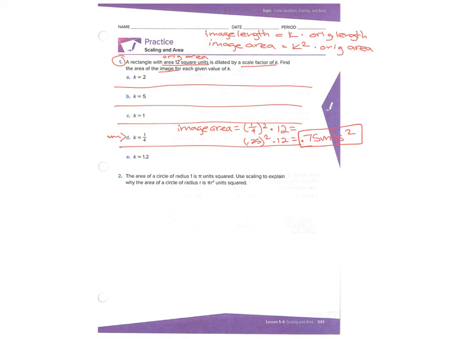Let's go back up and look at A, where my scale factor is 2. It's getting twice as big. Well, my area is not going to be 24. My area is going to be something different because my area doesn't change by my scale factor. My image area equals 2 squared times 12, or in this case, 4 times 12, or 48 units squared. My area changes by my scale factor squared.